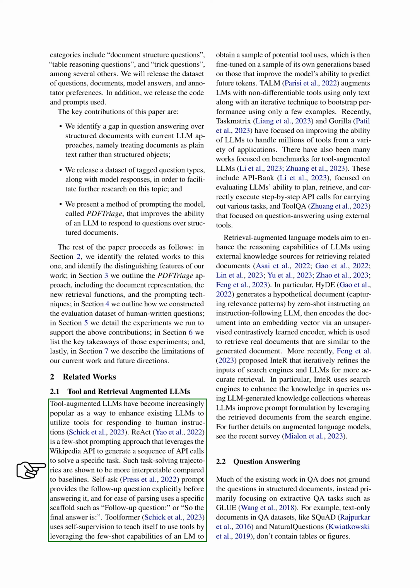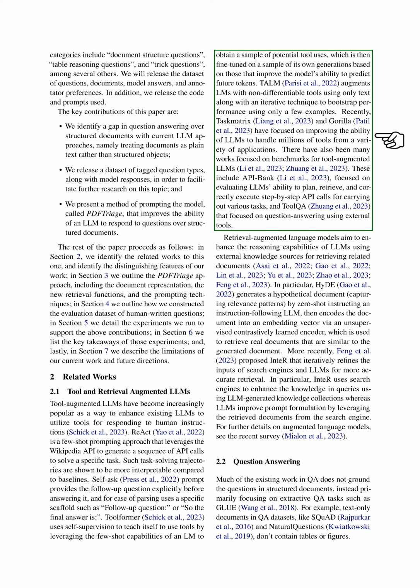Recently, TaskMatrix and Gorilla have focused on improving the ability of LLMs to handle millions of tools from a variety of applications. There have also been many works focused on benchmarks for tool-augmented LLMs. These include API-Bank, which evaluates LLM's ability to plan, retrieve, and correctly execute step-by-step API calls for various tasks, and ToolQA that focuses on question answering using external tools.